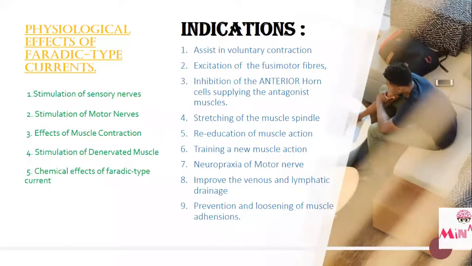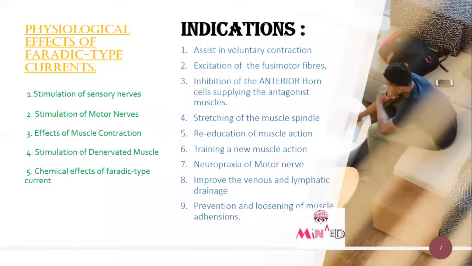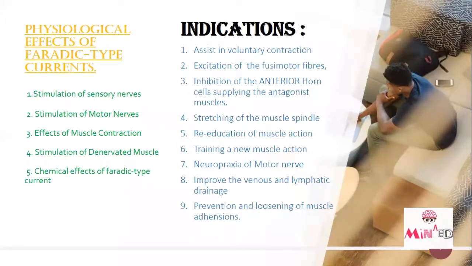That means suppose the flexor muscles of the forearm are affected and we want to stimulate the flexor group of muscles, so we have to inhibit the extensor group of muscles of the forearm by giving the stimulation by the Faraday type of current, so that it will inhibit the anterior horn cells supplying the antagonist muscle. This will reduce the spasticity of the flexor group of muscles and it will increase the muscle efficiency of the flexor group of muscles.